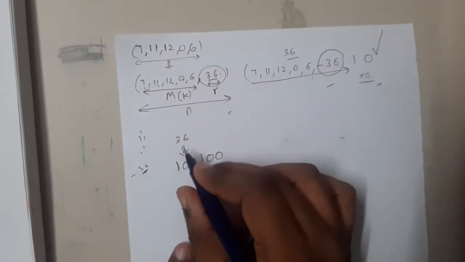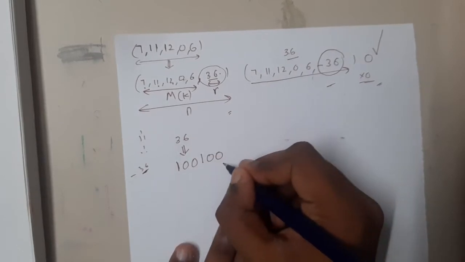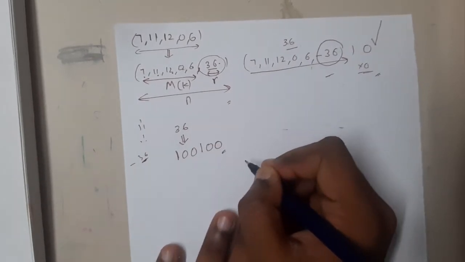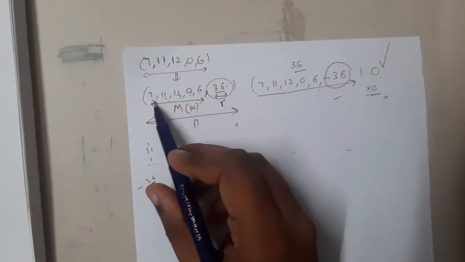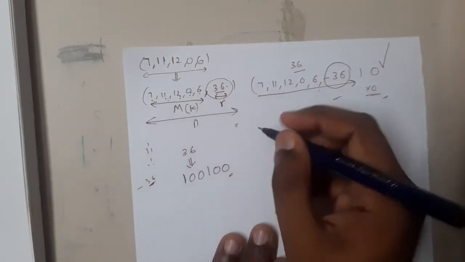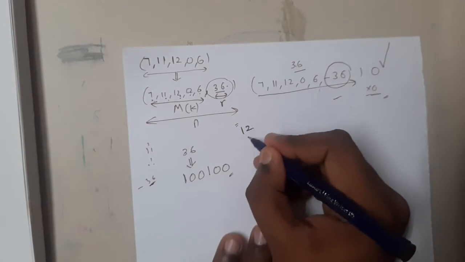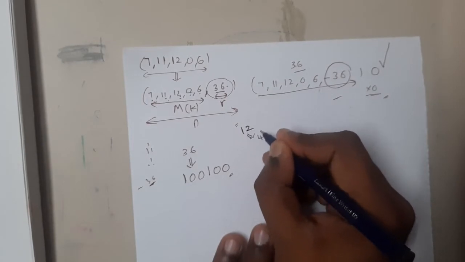Now I have represented it in binary. Once I have represented it in binary, what I will check is how many bits my numbers need. The maximum number is 12, right? To represent 12, a minimum of 4 bits will be enough.